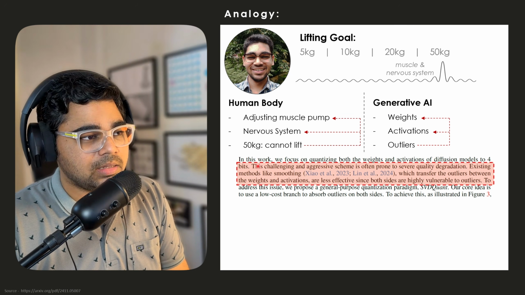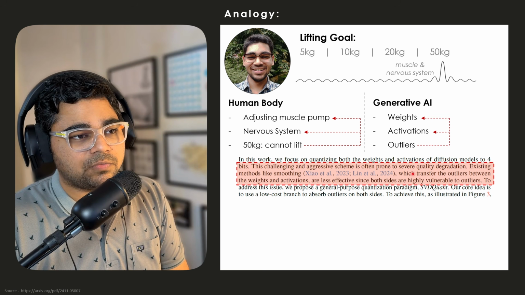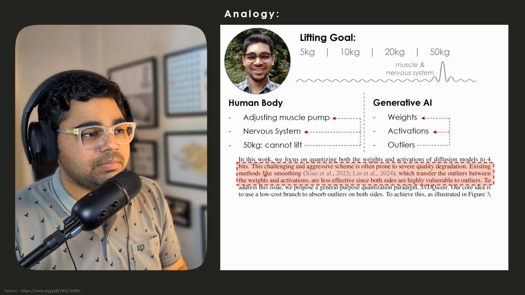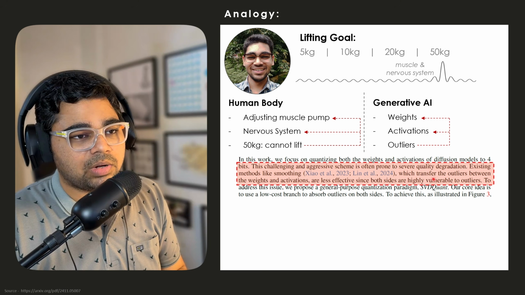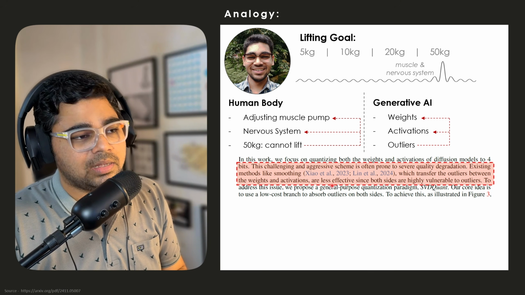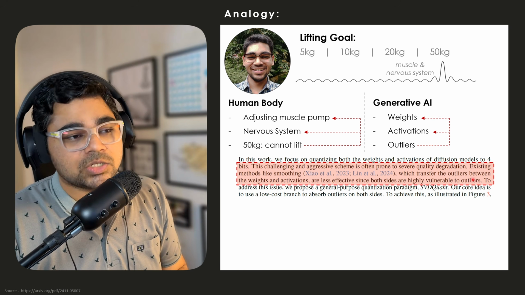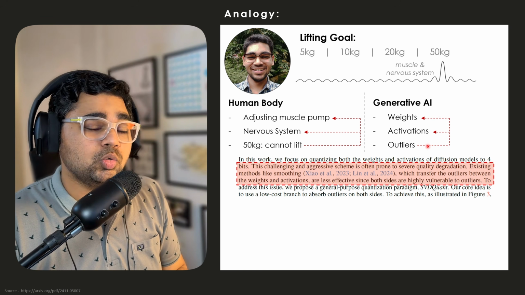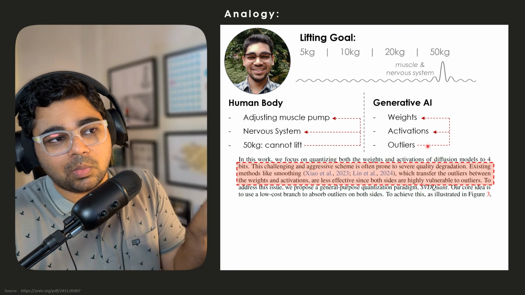So here they are saying this challenging and aggressive scheme is often prone to severe quality degradation, which we already saw. Existing methods like smoothing, which transfer the outliers between the weights and activations, are less effective since both sides are highly vulnerable to outliers. So that's what I'm saying. Both of these, weights and activations, do have outliers. It's not like only one part has it.